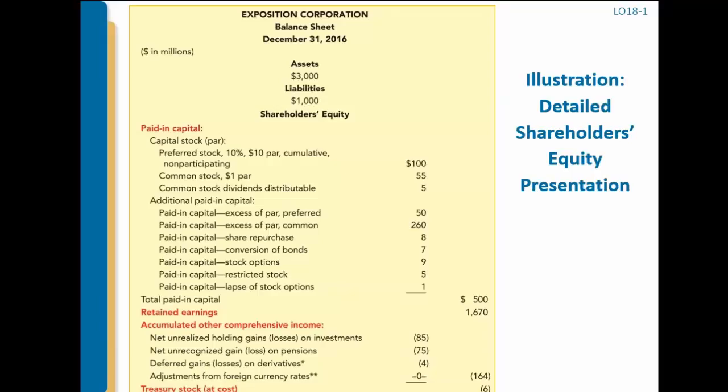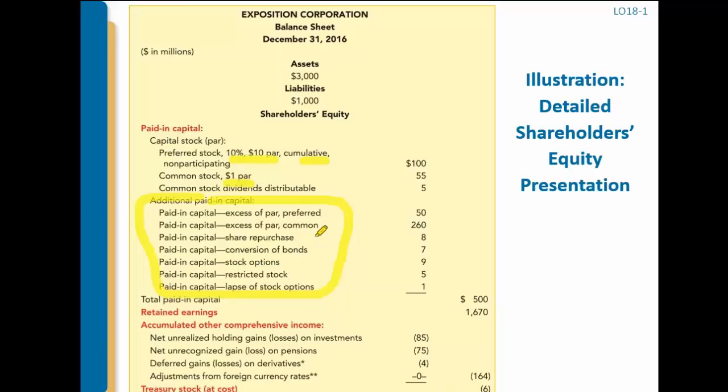So what you notice here is, I'll just sort of point out a couple of things. Again, nothing here that you haven't seen before, is we have the capital stock. Capital stock includes our common stock. So you notice there's a par value. The preferred stock has a par value of $10. It is cumulative. We'll talk about that. And then what you notice is that there's a lot of categories of paid-in capital, in excess of par for preferred, in excess of par for common, shares repurchased, conversion of bonds, and so forth. And we'll talk about most of those.